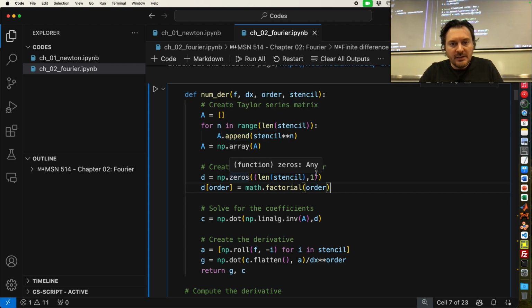Then create right-hand side vector. What do we have? All zeros, right? Only we have the factorial order.